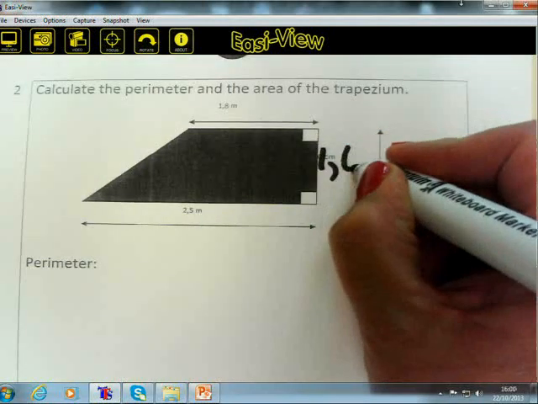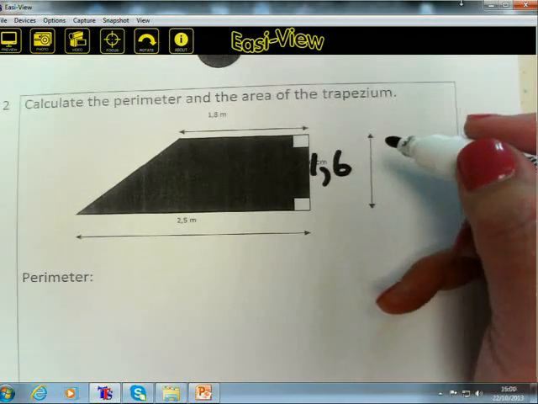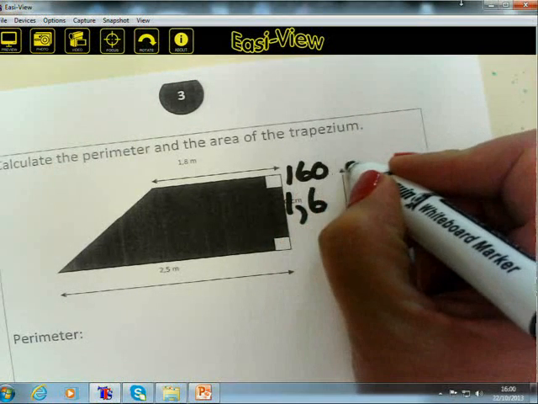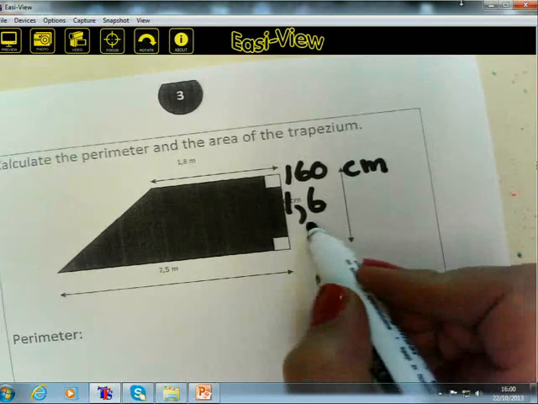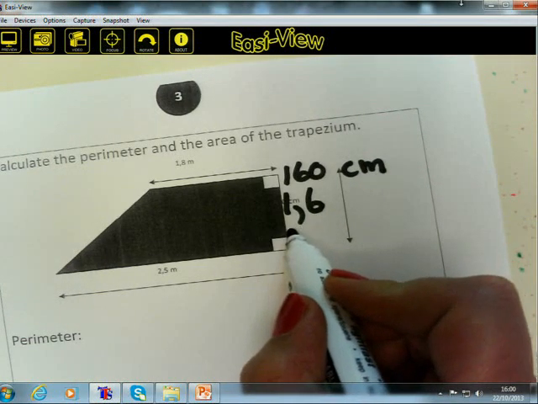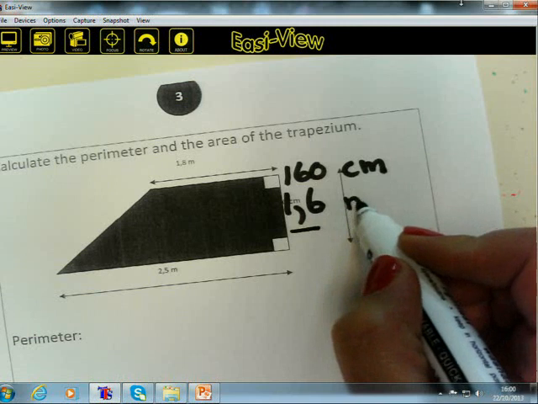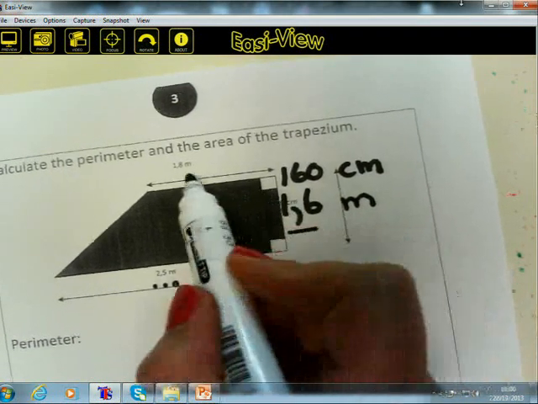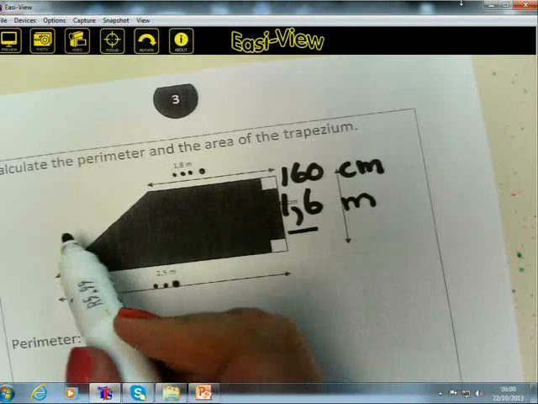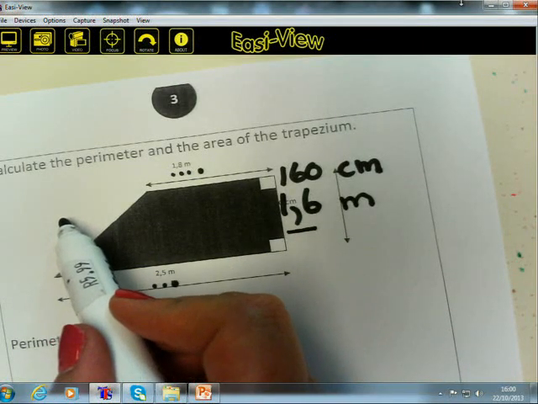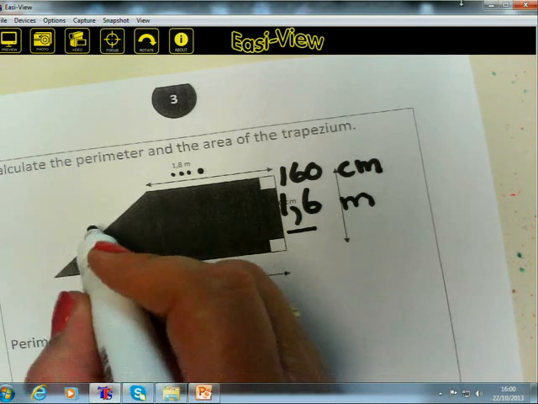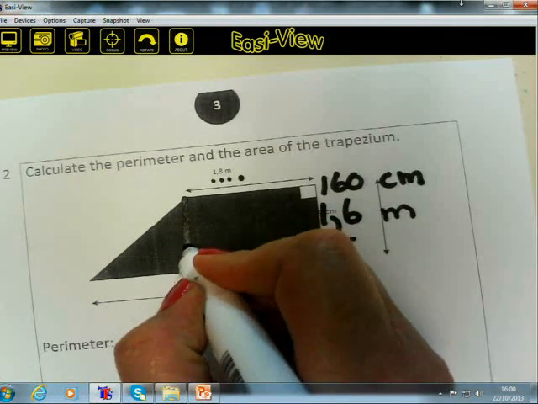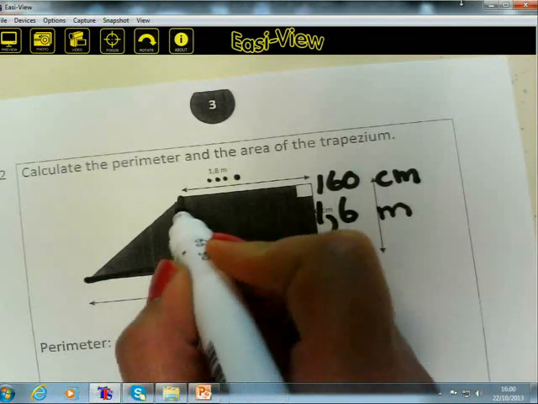This is 1,6 meters. They give us this one is 160 centimeters. And we know that you have to convert this to meters. This one is 2,5 meters. And that one is 1,8 meters. And this one is missing. There is nothing there. So we will have to make a plan to get the length of that side. Now what do you see here if you have a look at this shape there?